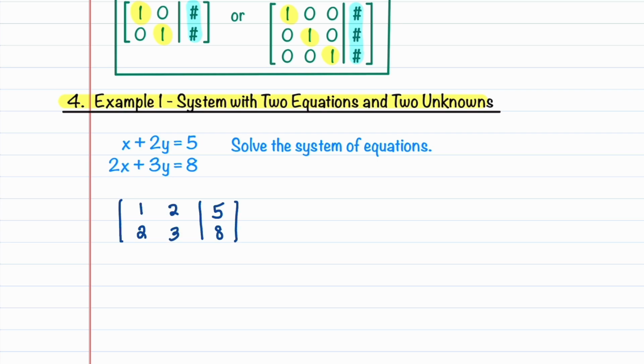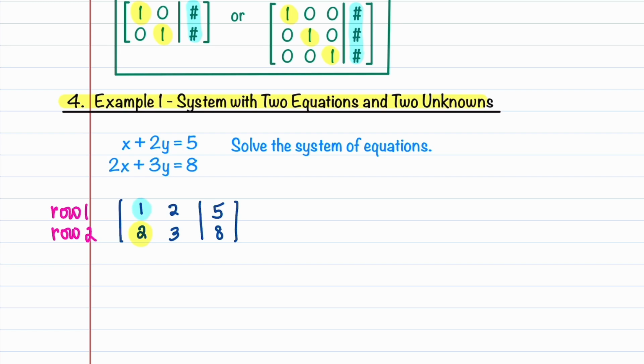Now we're going to use our row operations to take this matrix and put it in reduced row echelon form. Before we do that, let me write down our row numbers. This top row is called row 1, and then the bottom row is called row 2. The first thing that we want to do is we want to get this 2 equal to a 0. We're going to use the number above it to make that happen.